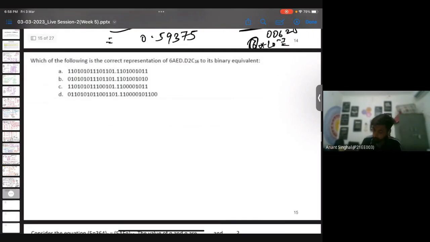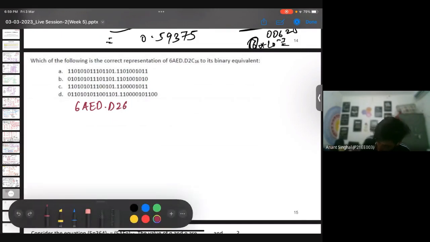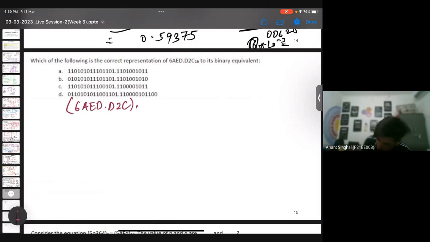Okay, so this is again a question which is related to the concept that we have already discussed. It says: 6AED.D26D2C in base 16, and we need to calculate its binary equivalent. Not decimal, it's binary. So it is again easy.